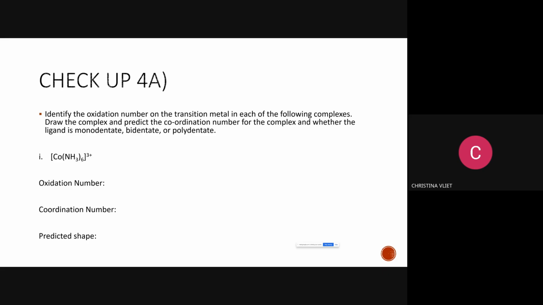Plus 3. Why plus 3? NH3 has 0 charge. NH3 has no charge. You're expected to know the charge of all the ligands. So if it has no charge, if this is 6 zeros, then the charge on the outside is the charge of the metal. All right, what's the coordination number here?